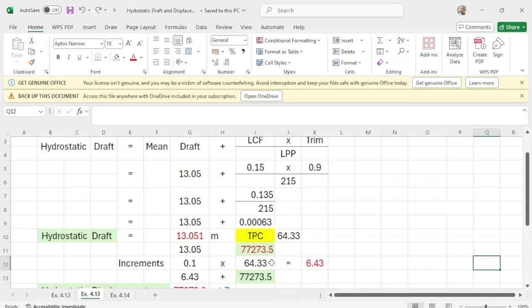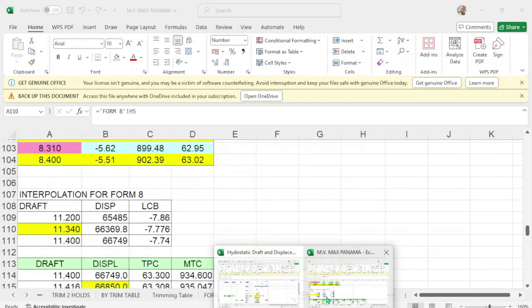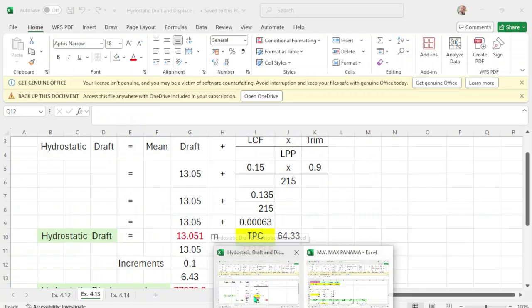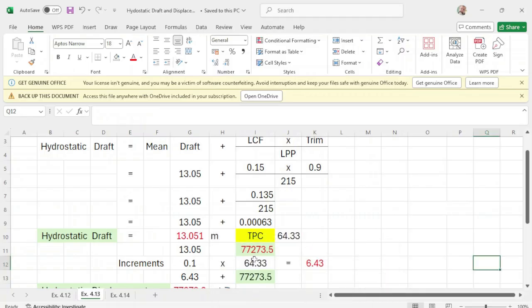So when you take out number 1, so 13.05, that will be your displacement of 77273.5. Check this one, 13.05. So 13.05. That will be 77273.5. So we have to correct this one.